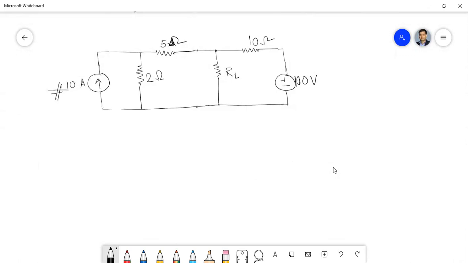So first, what is the problem? You have to determine the value of RL for which it will consume the maximum power. Secondly, you have to find out the maximum power. So these are the two things you have to derive. Now you just tell me what should I do first.